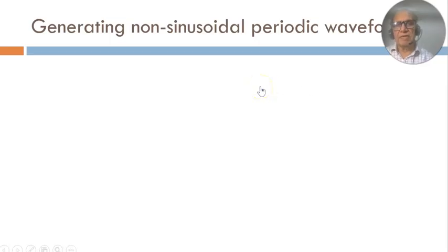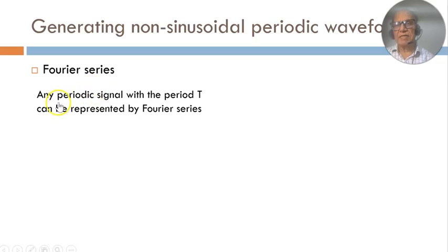Alright. Now let us first of all see a general method of generating non-sinusoidal periodic waveforms, and one mathematical technique that is useful in this case is called a Fourier series. This involves quite a bit of maths, but what we are going to do is to simply show you the formulae and then directly the results, and we will apply them in order to generate our musical notes. Alright. So first of all note that Fourier series can be applied to any periodic signal with period T. So such a signal can be represented by Fourier series.